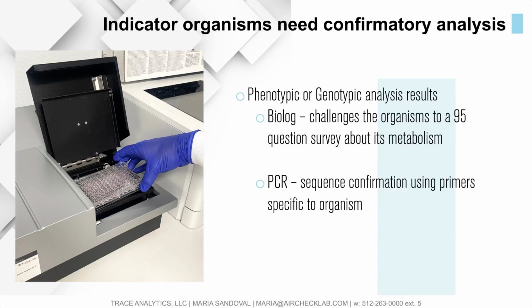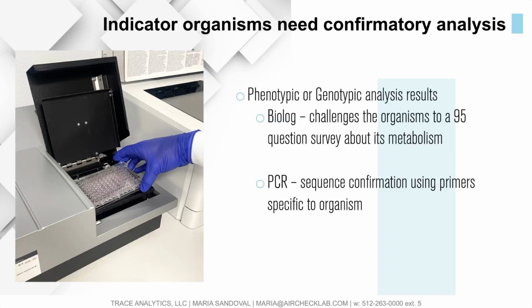So let's say you do get indicator organisms positive in your compressor air. The next thing that you have to do is you need confirmatory analysis. So it's not enough to just enumerate the microorganisms that are in your compressed air. You need to be able to say, I need to make sure that this organism that tells me I have 1 CFU is actually E. coli. And so in order to do that, you need a third-party laboratory to do phenotypic or genotypic analysis of the organism.